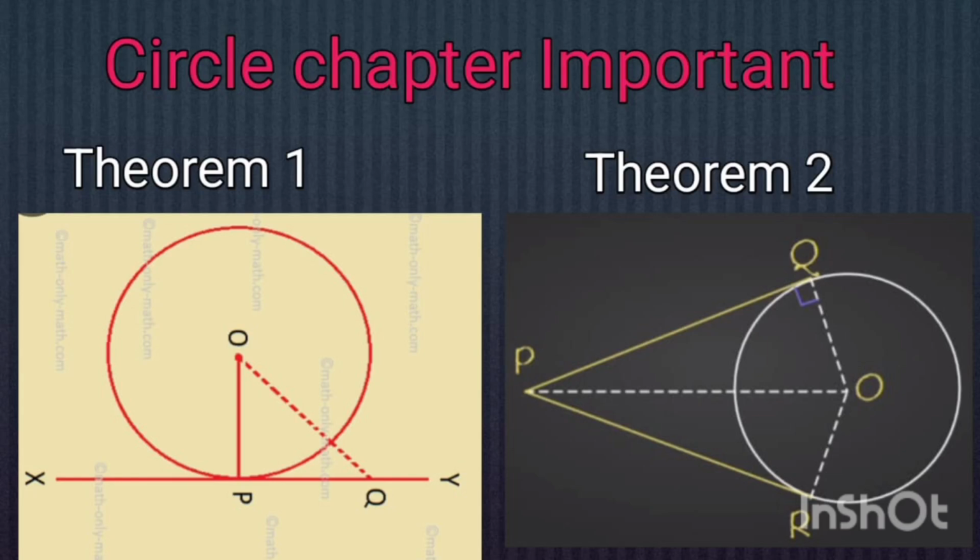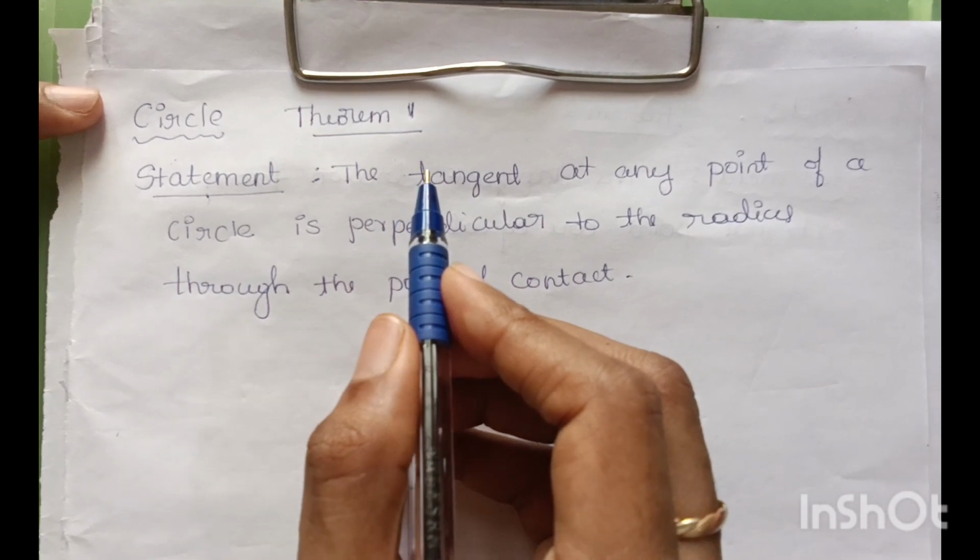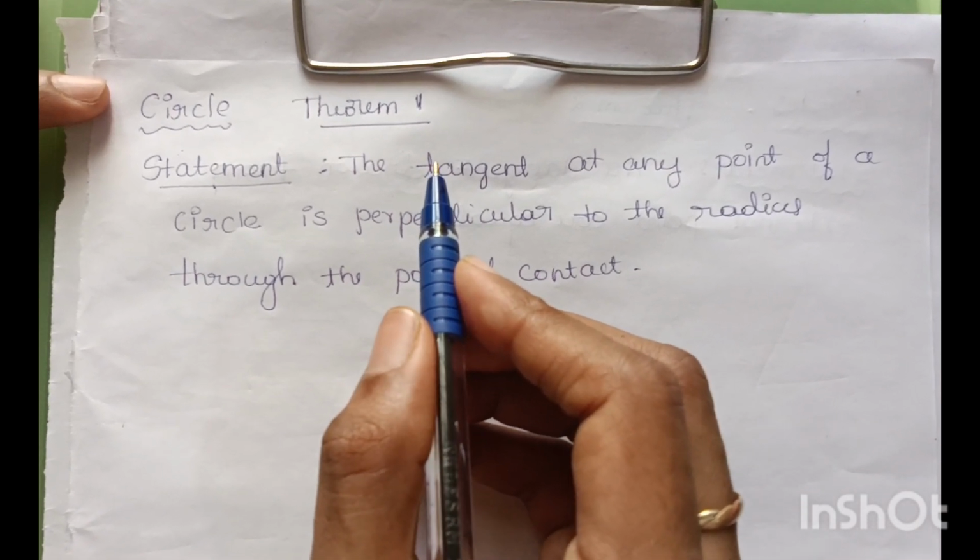Hello everyone, in this video we are discussing two important theorems from the circle chapter. From the circle chapter there are two theorems. Out of the two, one will be asked as a 3 marks question.